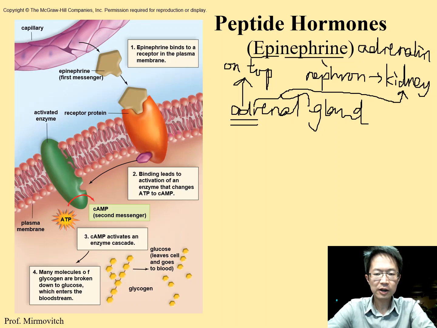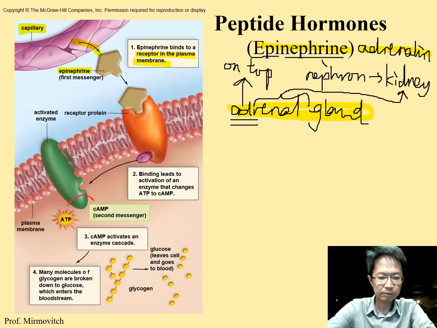So after the adrenal gland secreted adrenaline or epinephrine into the blood, it will travel into the capillary, and then the epinephrine will move across the capillary into this blue area. The blue area here is called interstitial fluid, and then it will bind to a receptor in the plasma membrane, the receptor protein.